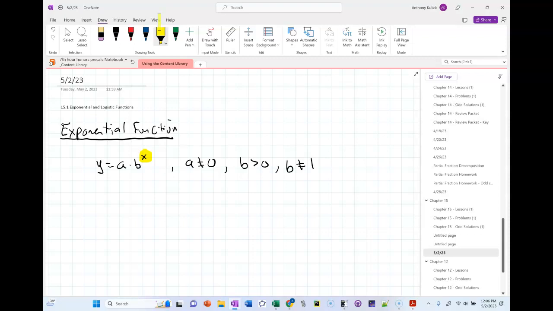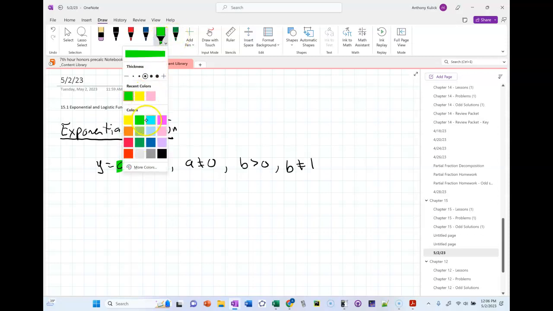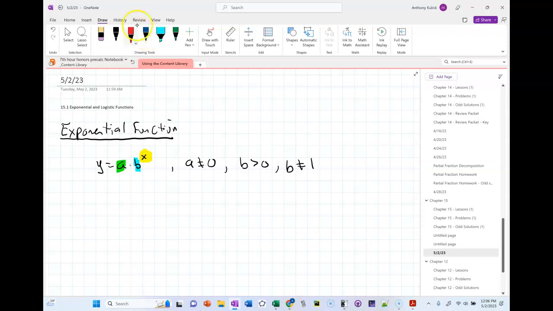Everybody okay with that? So just FYI, the exponent is the exponent. The a we call the initial amount, or sometimes we just call it a coefficient. B we call the base of the exponential.